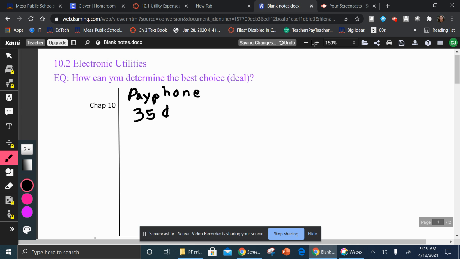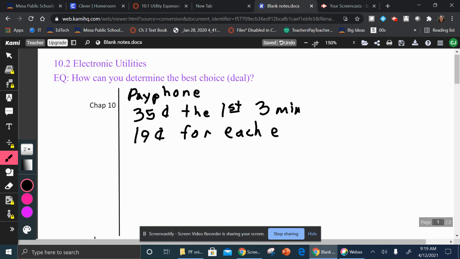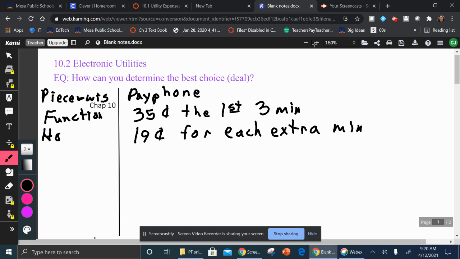Okay, so 35 cents for the first minute, and then 19 cents for each of the extra minutes. Okay, so again, everybody, this is working with our piecewise function. Okay, and we want to know how much is 7.5 minutes.